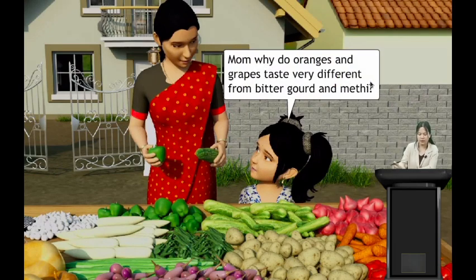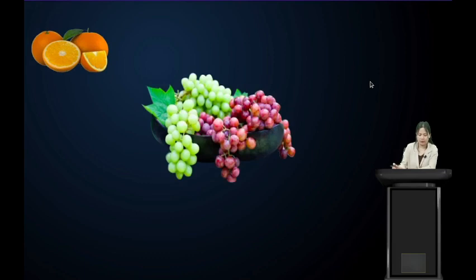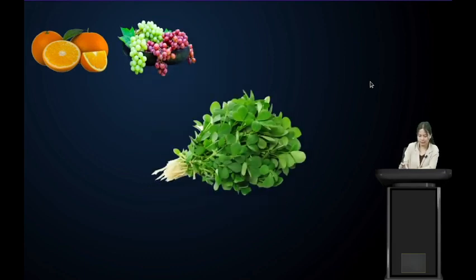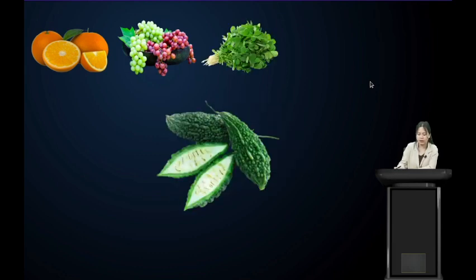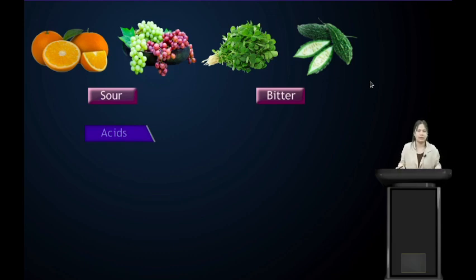and methi?" So here we see that oranges and grapes are sour in taste, but the methi and the bitter gourd are bitter in taste. Yes, students. Orange and grapes are sour in taste, whereas methi and bitter gourd are bitter in taste. There are some fruits which are sour in taste, and some vegetables which are bitter in taste, right? So why is this so? What is causing this sourness or bitterness in these fruits and vegetables?